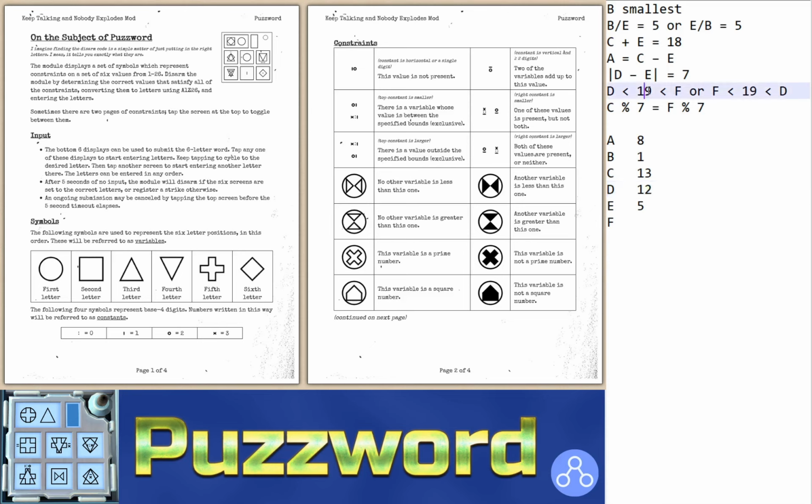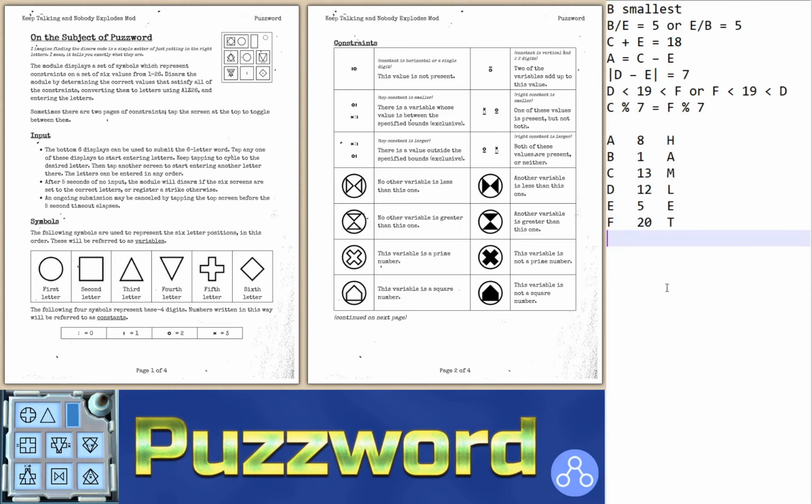Now that we know that delta is less than 19, Foxtrot has to be greater than 19. So it's either 20, 21, etc. up to 26. But it has to have the same modulo 7 value as Charlie, which is 6. Right? 13 modulo 7 is equal to 6. Well, 20 modulo 7 is also 6, and the others are not, right? So 20 would be 6, and then 21 would be 0, and then you get 1, 2, 3, 4, 5, all the way up to 26. So this one is the only one that matches that. So that gives us all of the values, and now we can easily translate this into letters.